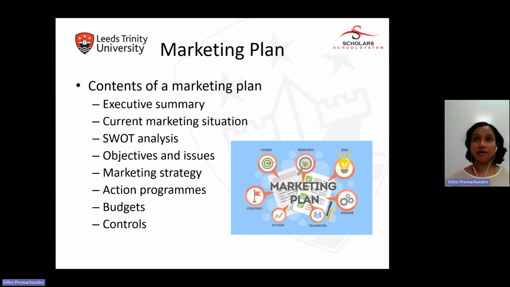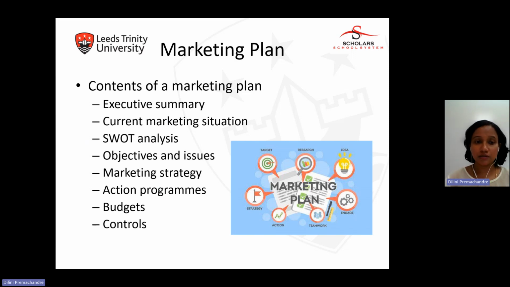So now we will see how to create a marketing plan. So, contents of a marketing plan. Usually when you formulate a marketing plan, the purpose would be to give a basic idea about the business that you're going to start. Maybe the purpose would be to gain investment, or maybe to get financing. So you need to give a basic understanding about your business to the person who refers to your marketing plan.